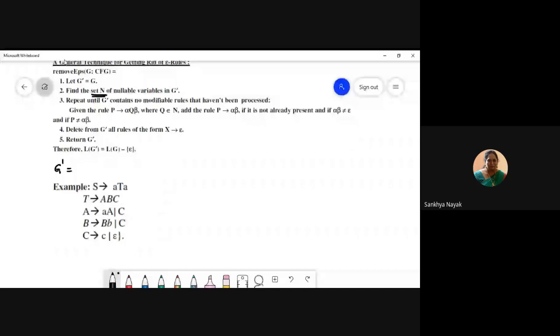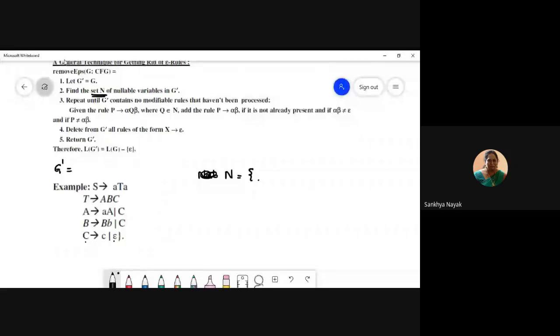Now, as I said, initially what is nullable here? Whatever is nullable, I'll just write it as capital N. Initially, C derives epsilon is there, no? So it's directly visible. So in the first step, now I'll add C to nullable, okay? Because of C derives epsilon.